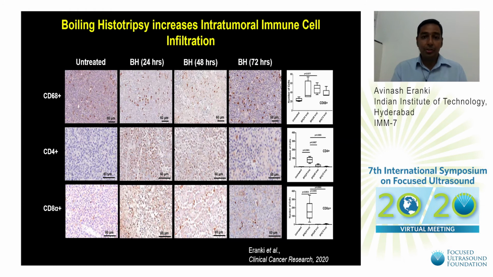We also stained these tumors at multiple time points, as well as in untreated mice. All the tumors were grown to anywhere between 1200 and 1500 millimeter cube. So these were large and refractory. These tumors did not stop growing when you just gave them checkpoint inhibitors, and we did not observe any infiltration of cells. However, when we performed boiling histotripsy, we saw significant upregulation in CD68 positive cells, which is a pan-macrophage marker, at 24 hours and 48 hours post-boiling histotripsy.